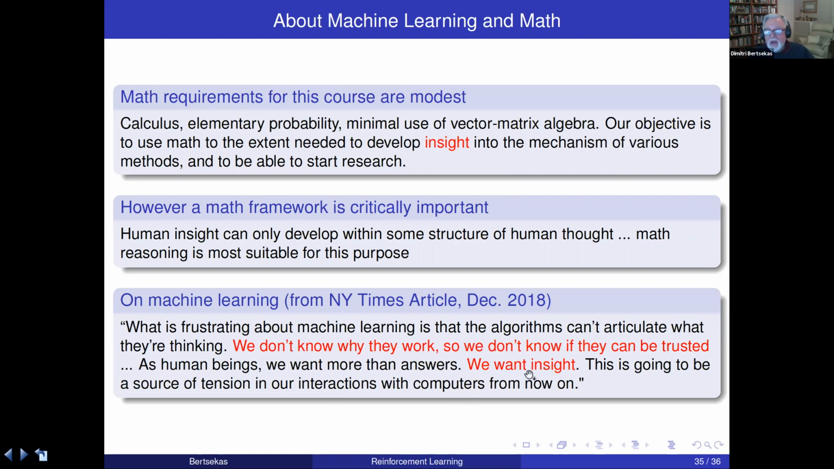It's very important to have insight, and there's going to be a tension between complicated computer algorithms and insight as we go forward. And that's something to think about. And with an eye towards motivation of developing insight, we do need insight, and we're going to try to develop this to the extent possible for the methodology that we are going to talk about.